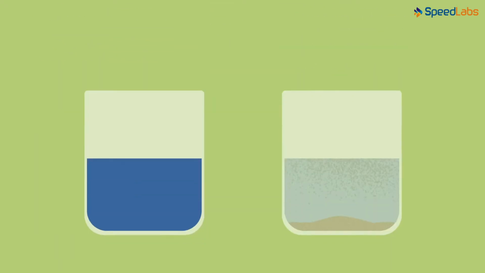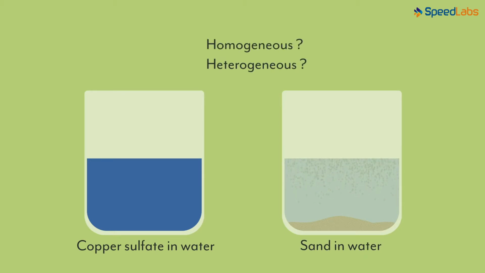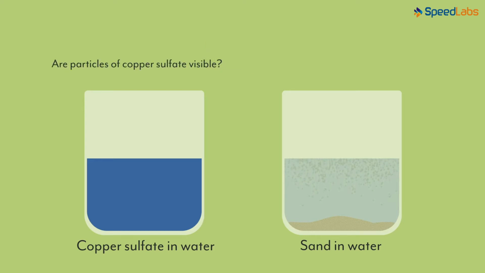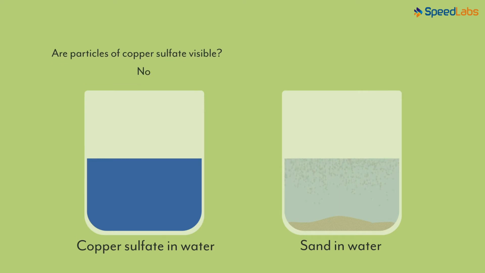You have two samples on your screen. The first beaker is a mixture of copper sulfate in water, while the second one is sand in water. Can you tell me which of them is a homogeneous mixture and which is a heterogeneous mixture? Can you see the particles of copper sulfate distinctly in water? We cannot, that's right. That is why this is a homogeneous mixture.